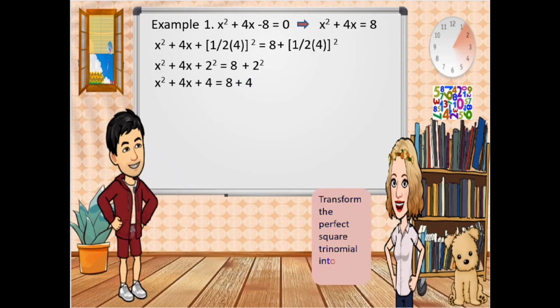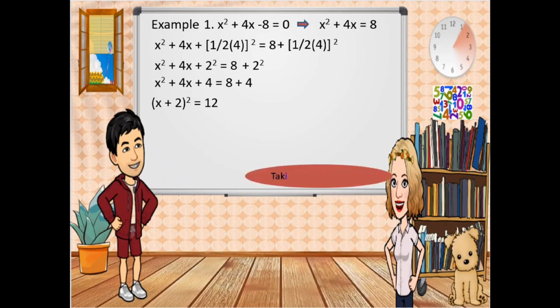Transform the perfect square trinomial into a binomial. Since the square root of x squared is x and the square root of 4 is 2, we have the quantity x plus 2 squared is equal to 8 plus 4, which is equal to 12. Taking the square root, the square root of the quantity x plus 2 squared is x plus 2, and the square root of 12 is plus or minus the square root of 4 times 3, or plus or minus 2 square root of 3.